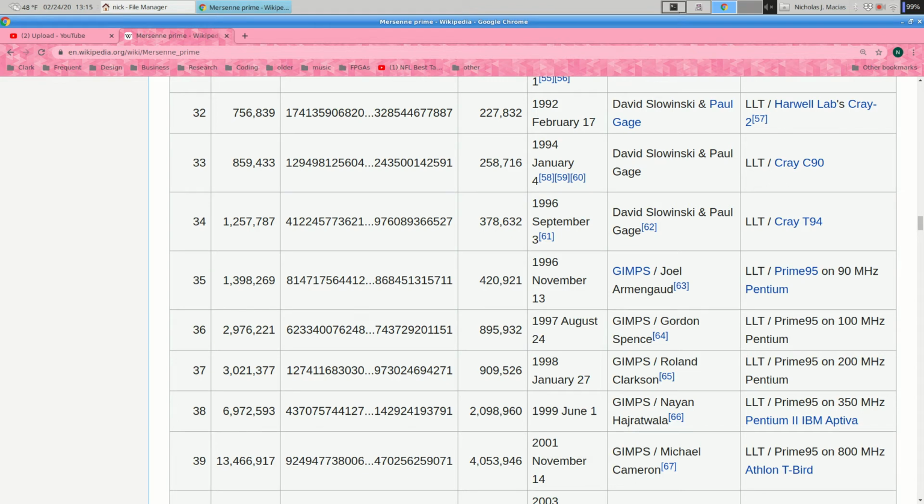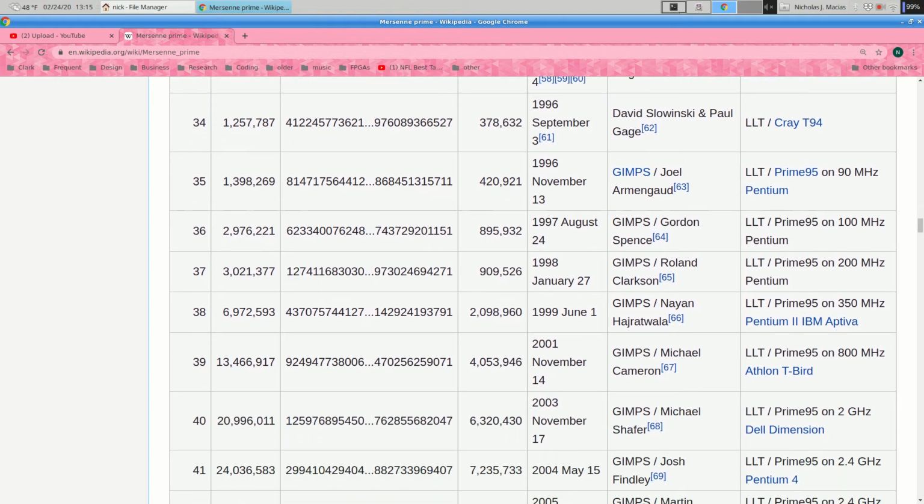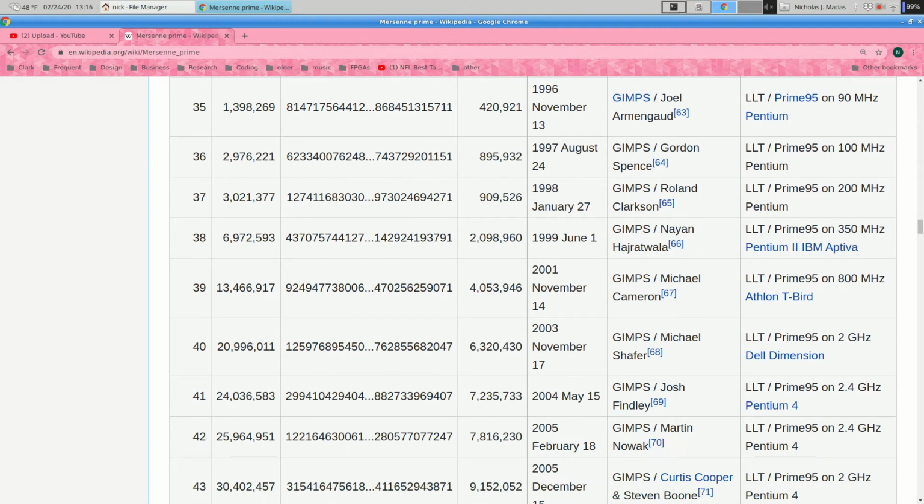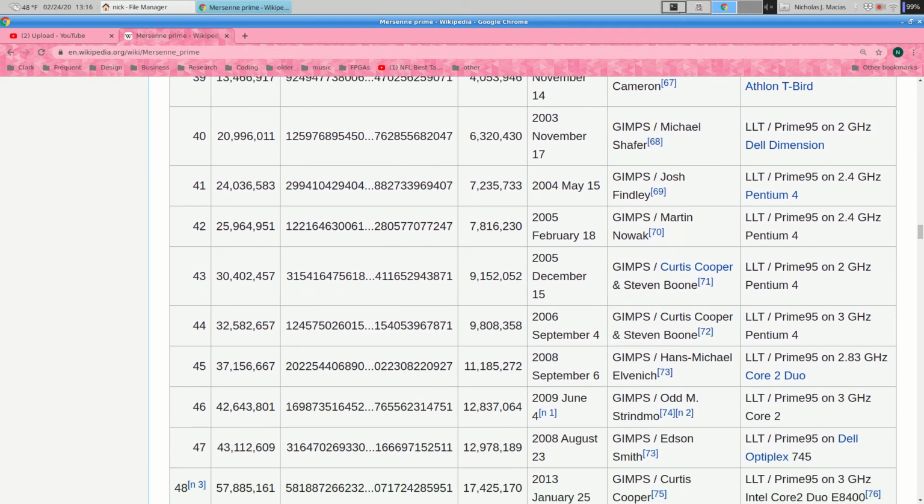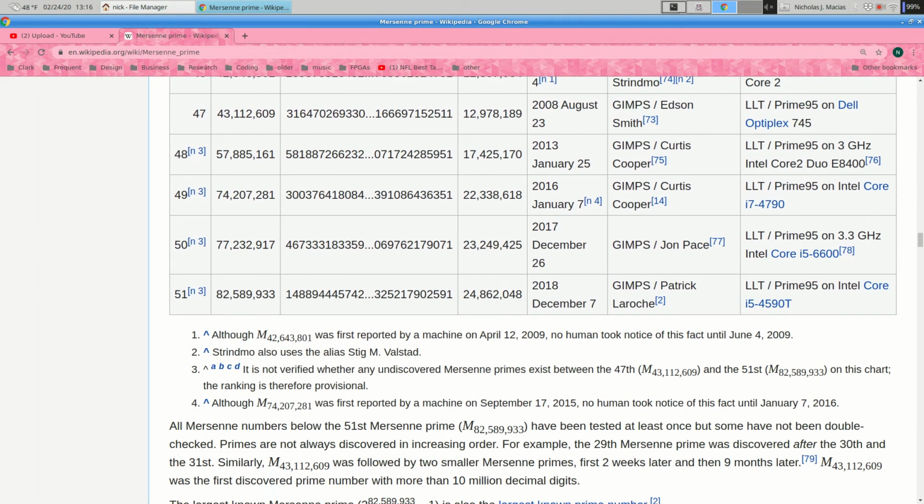So 100 megahertz Pentium, right? My first Pentium was like 75 megahertz. It was like fast. And so these get faster, and these exponents get bigger and bigger. And so now, December 7th, 2018, the 51st Mersenne prime, to the 82 million something, a number with 25 million digits in it.